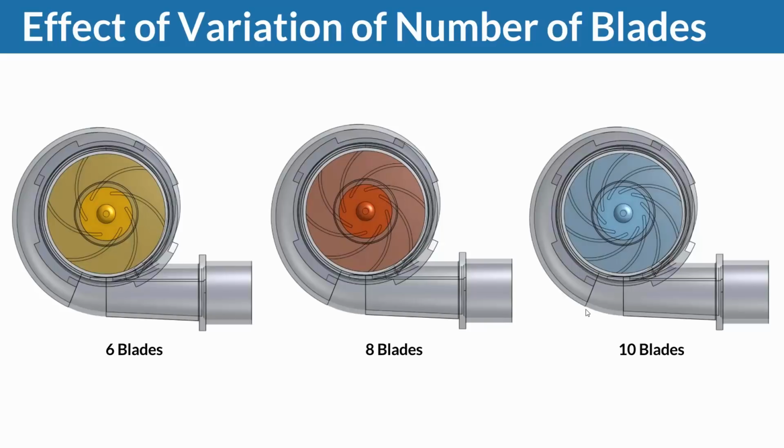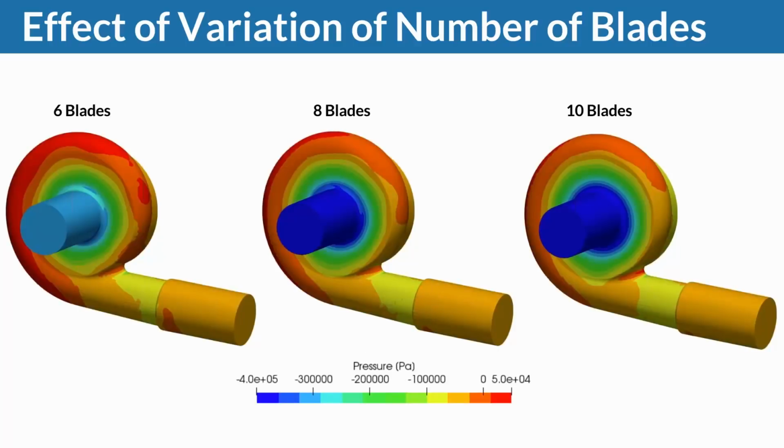And we're going to do the exact same mechanism again, right? We bring these 3 models into SimScale. We set up the physics, we set up the mesh, we run it in the cloud, and look at pressure increase head over these 3 different designs. 6 blades, 8 blades, 10 blades.